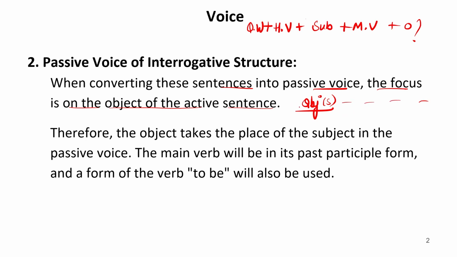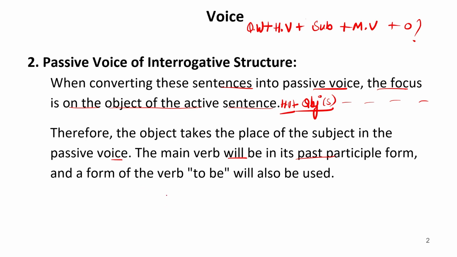But in this case as well, because the object has to take the place of the subject, but the helping verb comes prior to the subject, this should be the structure: first we have the question word, then the helping verb, then the object of the active sentence on the subject place, then the main verb, and then the subject using the preposition by, to show the agent or the performer of that particular action. Therefore, the object takes the place of the subject in the passive voice.